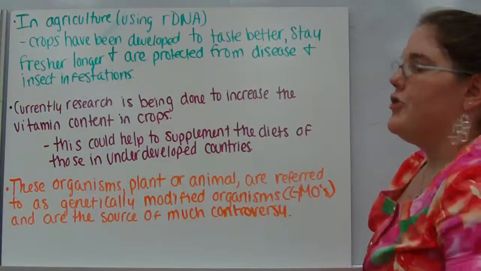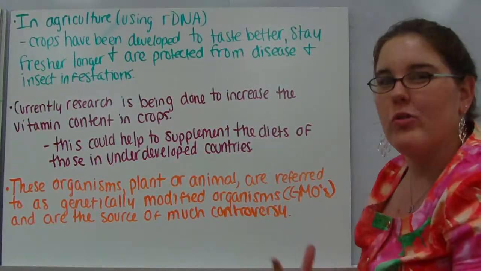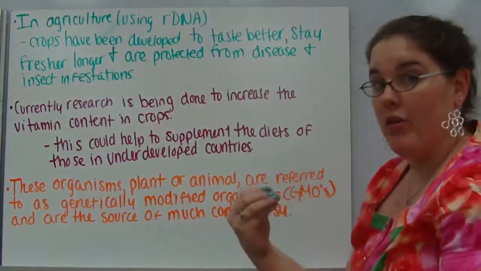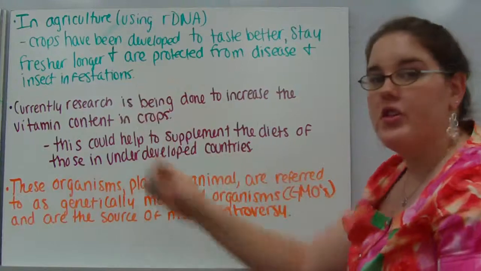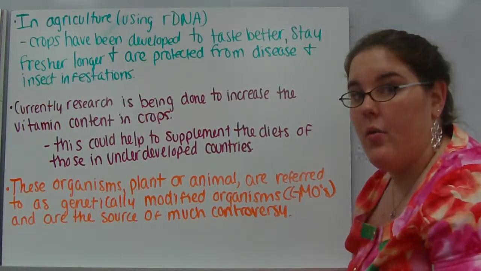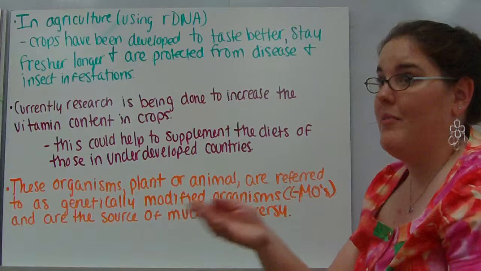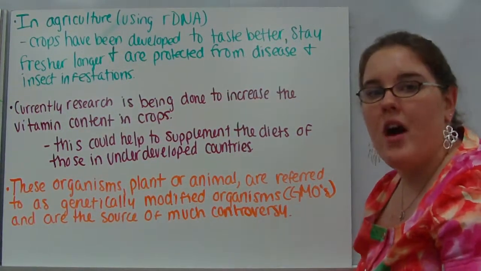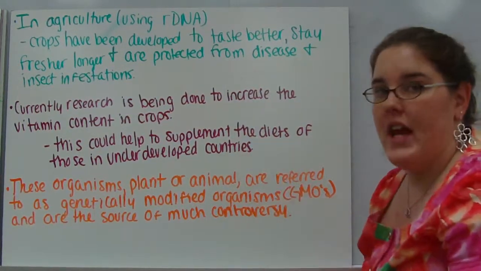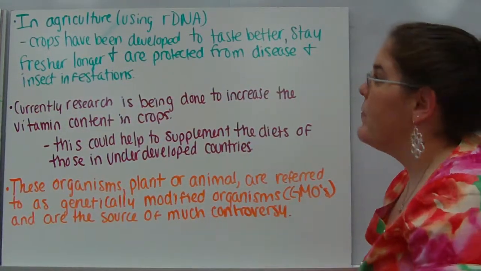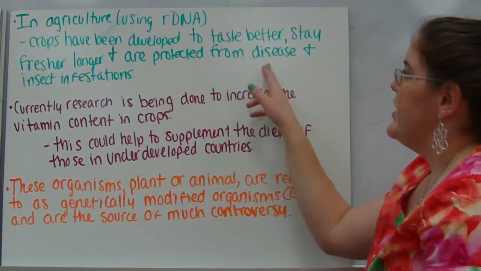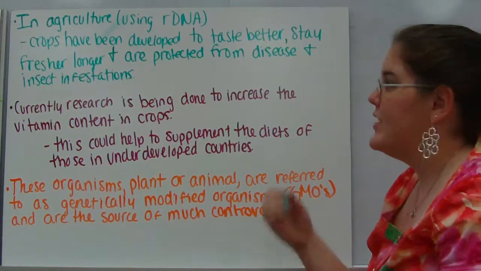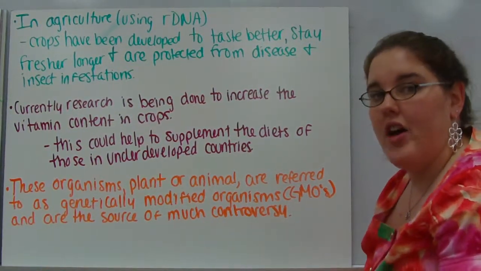All right, so in agriculture, how do we use recombinant DNA every day? Well, one of the ways is that crops have been developed to taste better, like corn, for instance, and stay fresher longer so that they're able to be shipped farther away. Say it came from California; by the time it got to North Carolina several years ago, it might have been rotten. But now, thanks to recombinant DNA, they can cause it to stay fresher longer. They can also make crops resistant to diseases and insect infestations using that recombinant DNA.